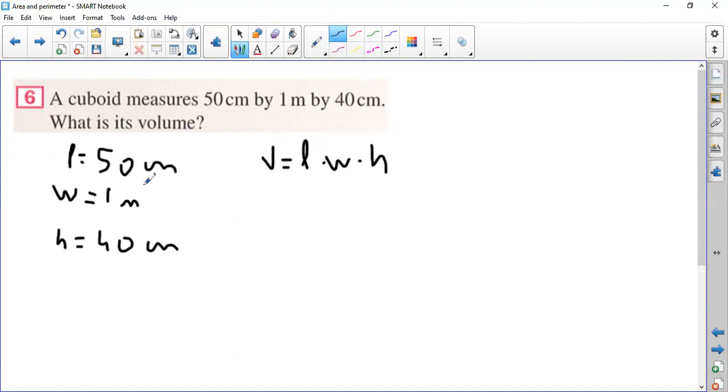Now length is given in centimeter, width in meter, and height in centimeter. To perform operations with these numbers, we must first convert them to the same unit. So this 1 meter must be converted into centimeter, and it will be 100 centimeter. Okay, now we can find the volume easily.